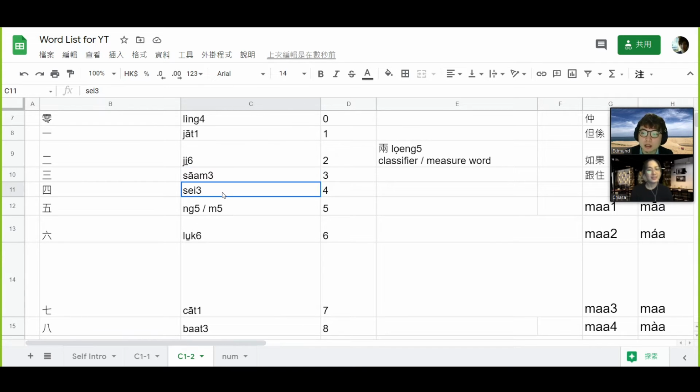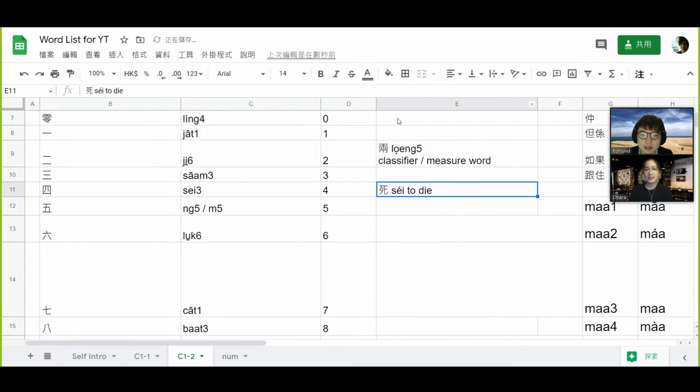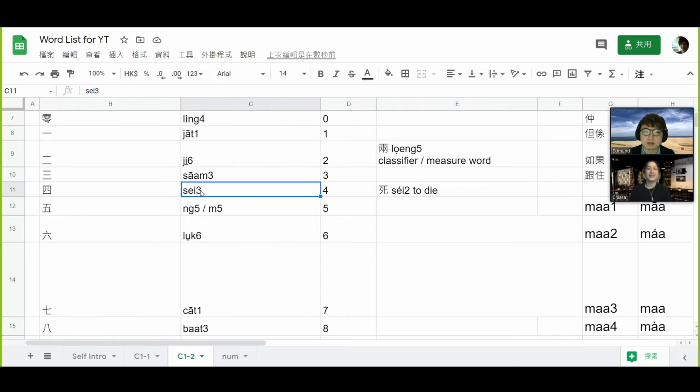And then for the 4, we say sei. In many buildings in Hong Kong, there is no floor 4 because people don't like the number 4, because it has a similar pronunciation with the word to die, which is sei. If you pronounce it in a rising tone, then it will become to die. But this one is a flat tone. If you go up and say, sei lah, something like that will be a swear word.